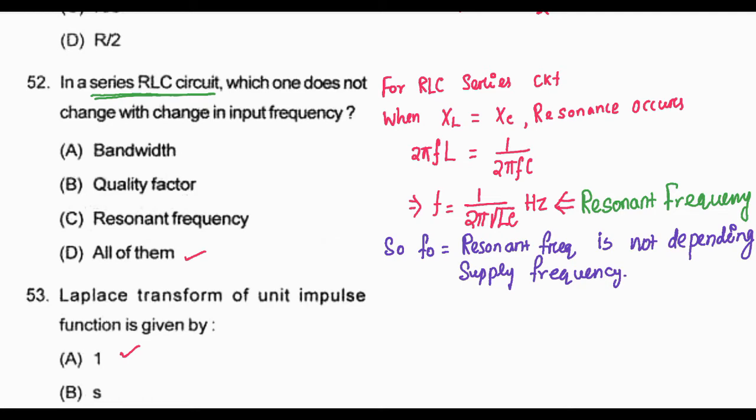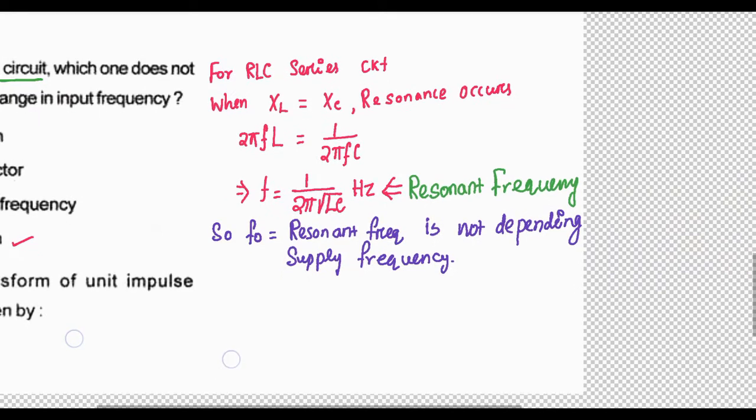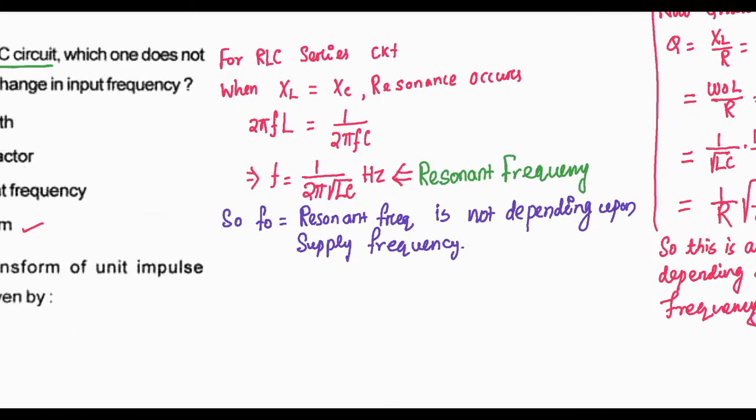First, what is the resonant frequency? Resonance occurs when the inductive reactance is equal to the capacitive reactance. Inductive reactance can be given as XL, which is equal to 2 pi FL, that is omega L, and XC is equal to 1 by omega C, that is 1 by 2 pi FC. If we calculate F for the condition that XL is equal to XC, F will be equal to 1 by 2 pi root over LC. This is the resonant frequency.